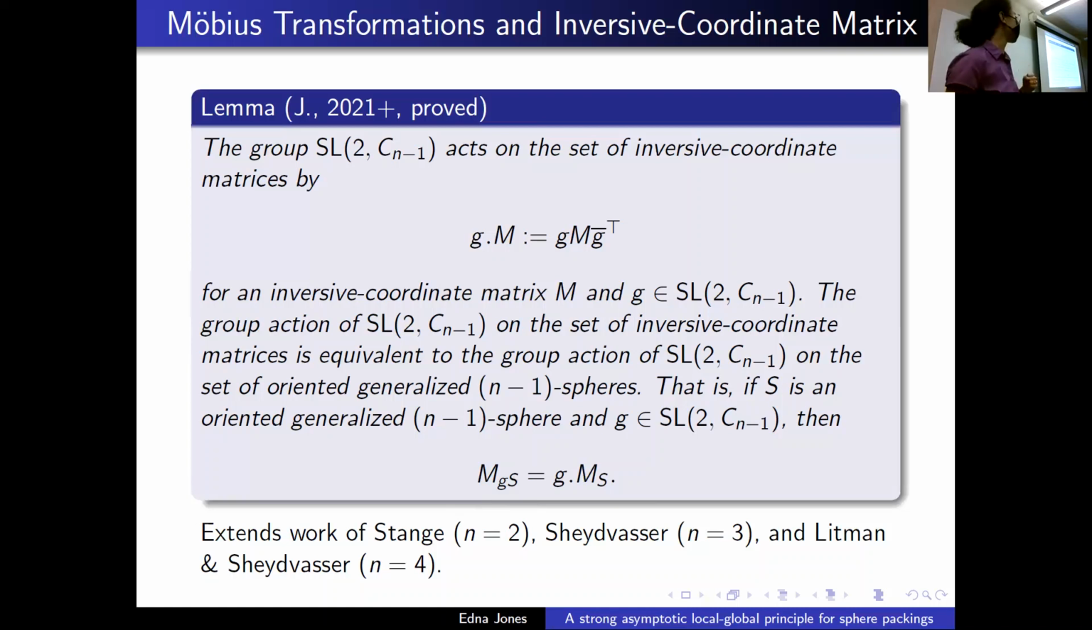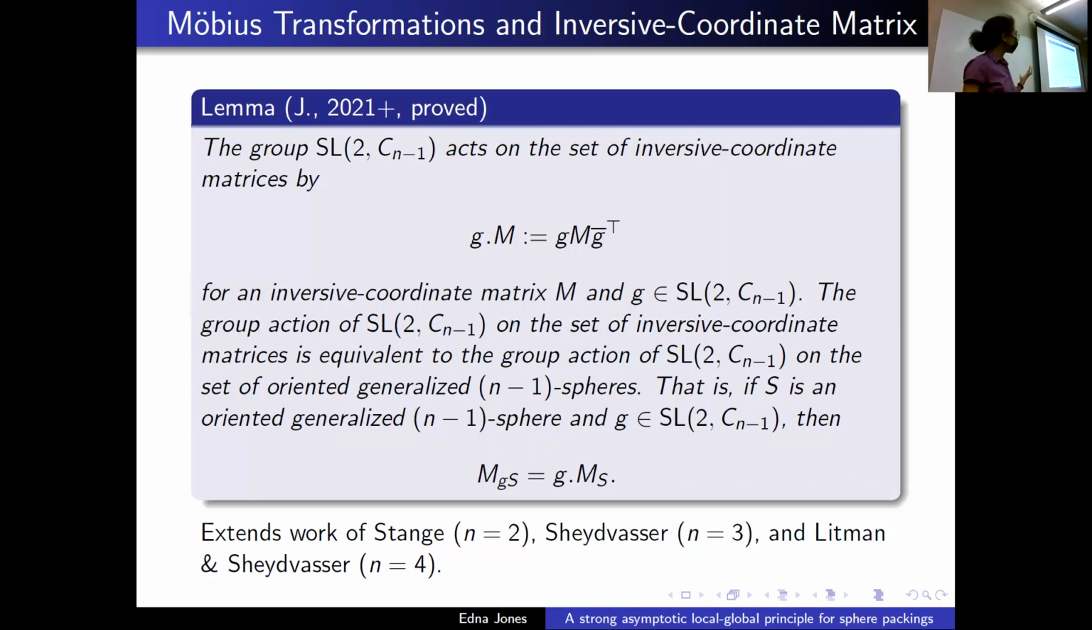This extends work that has been done by Kate Sting for n equals 2, Senya for n equals 3, and Matt Littman and Senya for n equals 4. They did not do this for quite yet.